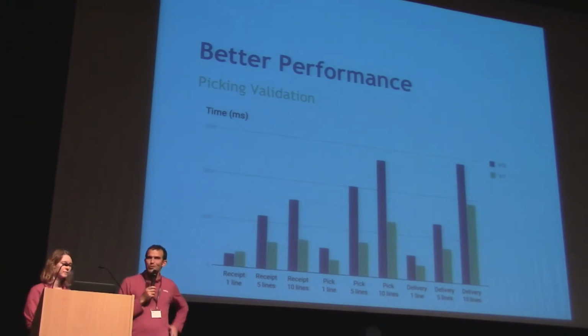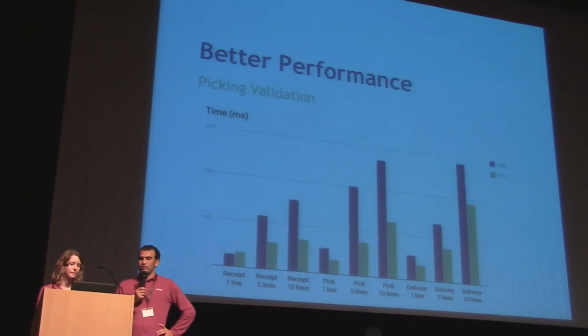Then I tried out some performance tests to see what's the difference between version 10 and 11 in terms of picking validation. So in the case of a receipt of 1 line, 5 lines, 10 lines, and the same for the pick and the delivery order. The purple one is V10 and the bluish one is V11, and you see more or less 2 times improvement.